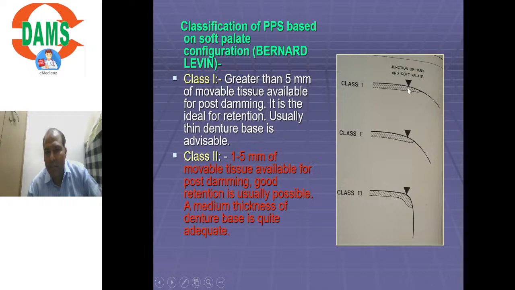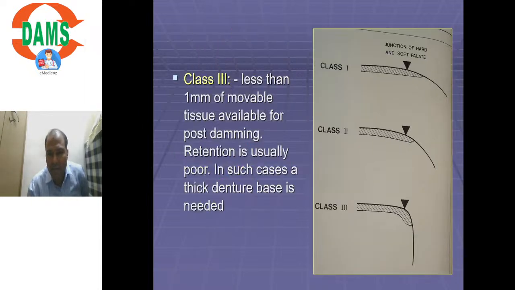So in class 1, you see at least greater than 5 mm of tissue available for post damming. It is ideal for retention. Second is 1 to 5 mm, it is medium, and class 3 is the most poor. So in this case you need a very thick denture base, okay, to get a seal, right? Clear?